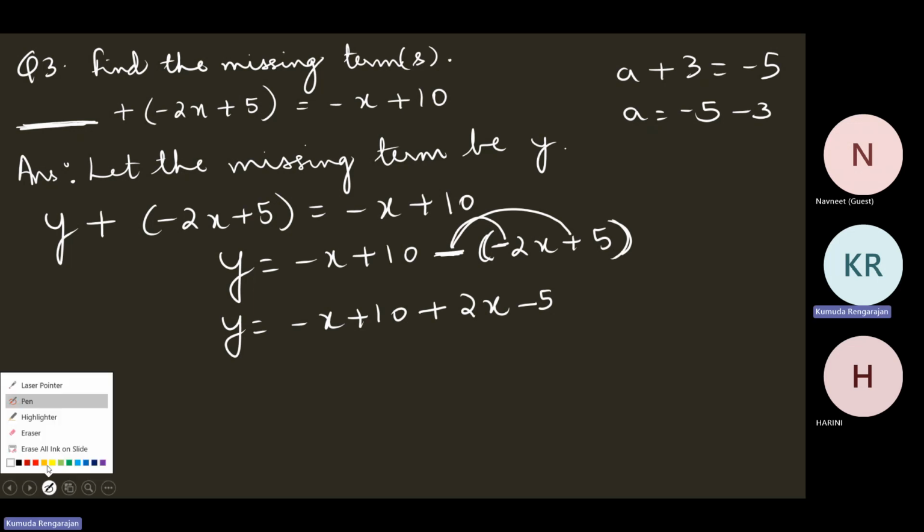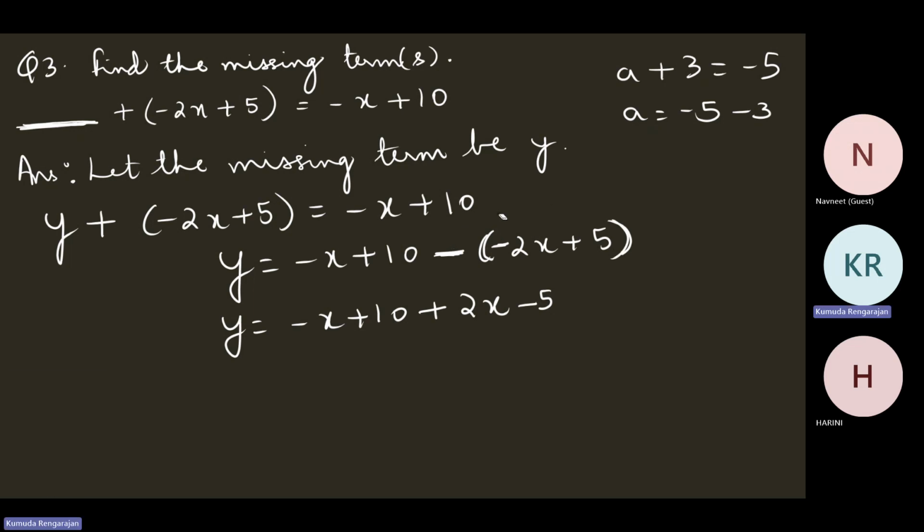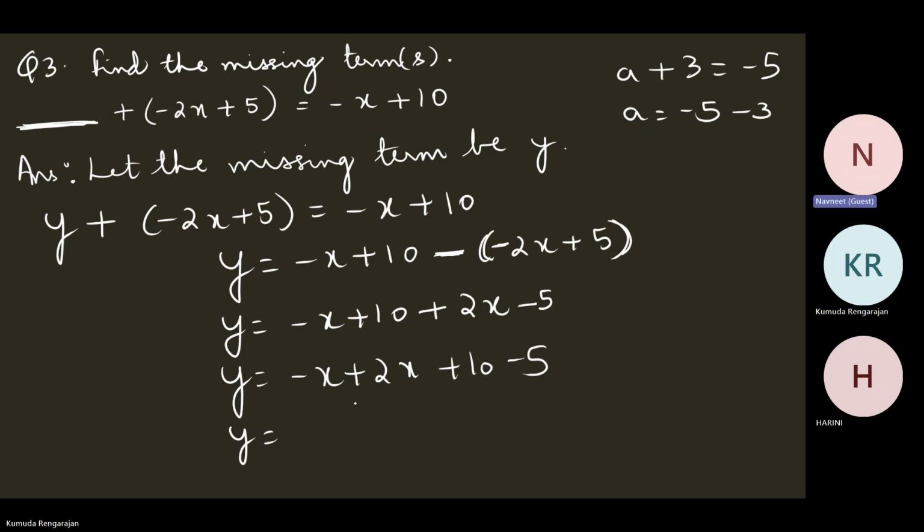So the bracket is removed now. Now gather the like terms and simplify. So y is equal to minus x plus 2x plus 10 minus 5. So y is equal to, what is minus x plus 2x? Minus x. No, x. Minus 1x or x. Ma'am, just one x or x.